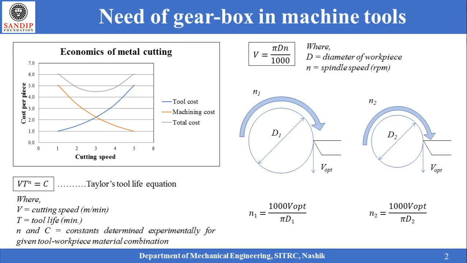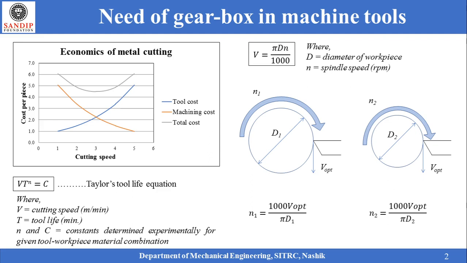The cutting speed is related to the spindle speed through the diameter of the workpiece by this formula V = πDN/1000, in which D is the diameter of workpiece and N is the spindle speed. Thus, if the tool and workpiece material combination is changed, the optimum cutting speed for that particular combination will be different. Therefore, spindle should be able to achieve various cutting speeds so that the machining operation is carried out in the most economical way.